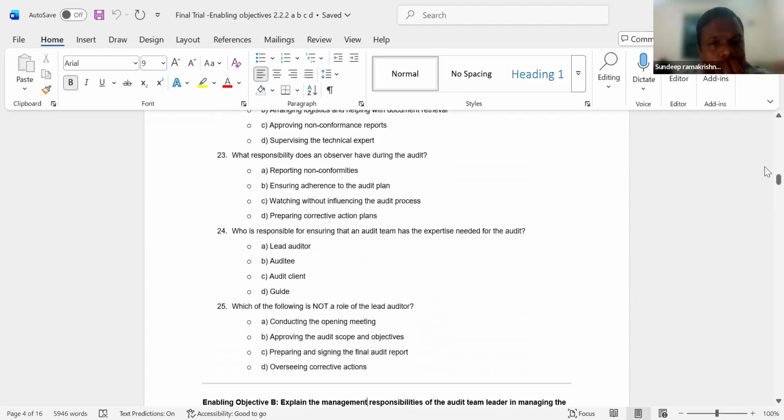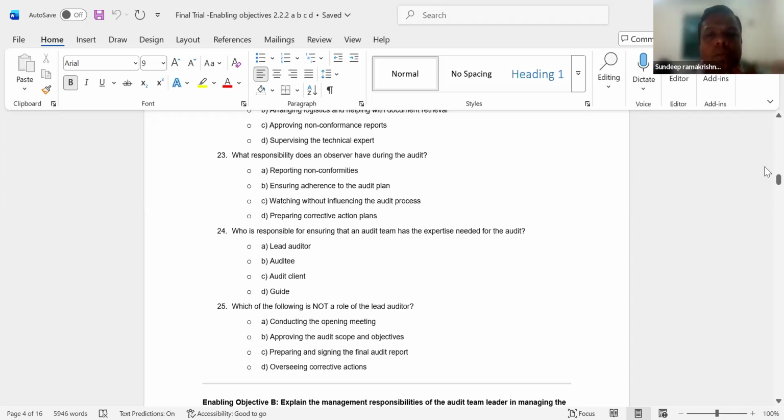Question number 24. Who is responsible for ensuring that an audit team has the expertise needed for the audit? Lead auditor. Right answer. The lead auditor is the best answer. Any other answer? Correct answer, lead auditor.